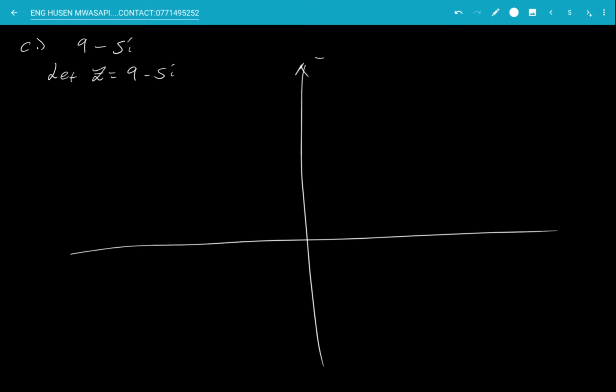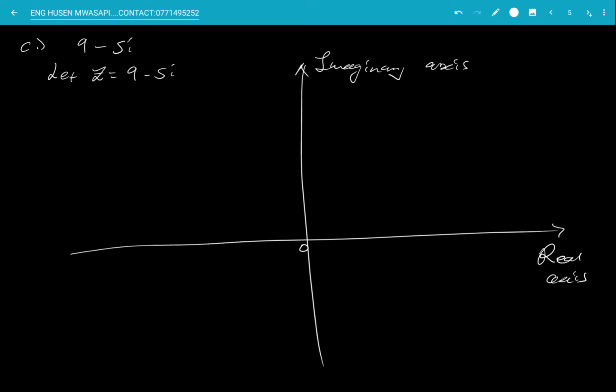Example C is say 9 minus 5i. Step 1, let z equal 9 minus 5i. After that, draw the imaginary and real axis. So this is the imaginary axis, and this is simply the real axis.